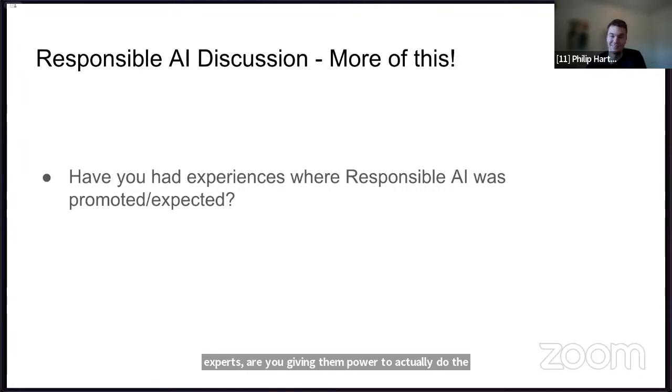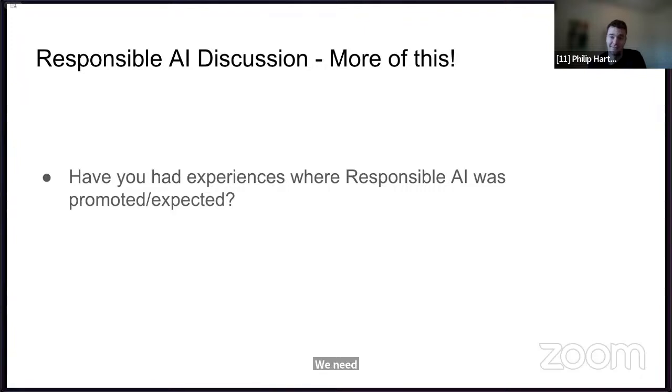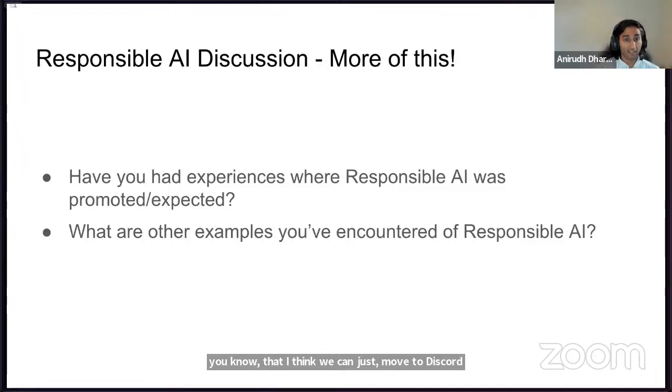Yeah, this is also not strictly an AI problem. We've got OSHA and all these other safety and security bodies, and they all face the same issue. At least OSHA is an accountability mechanism, and we don't yet have something like that. We need OSHA AI. Yeah, OSHA AI. Yep, exactly. And the very last question I had, that I think we can just move to Discord, is if people want to share other examples they've encountered of responsible AI.